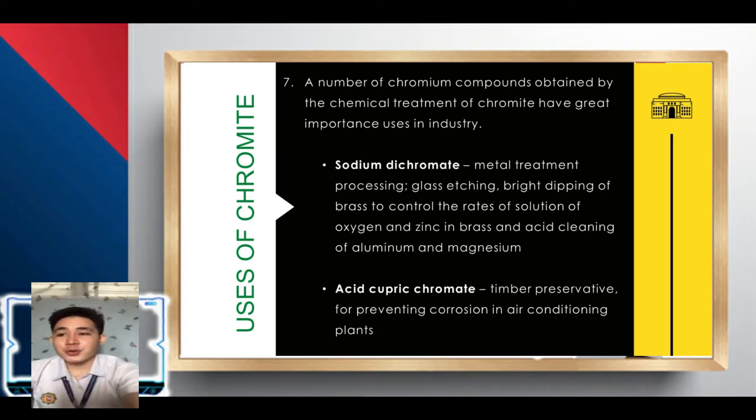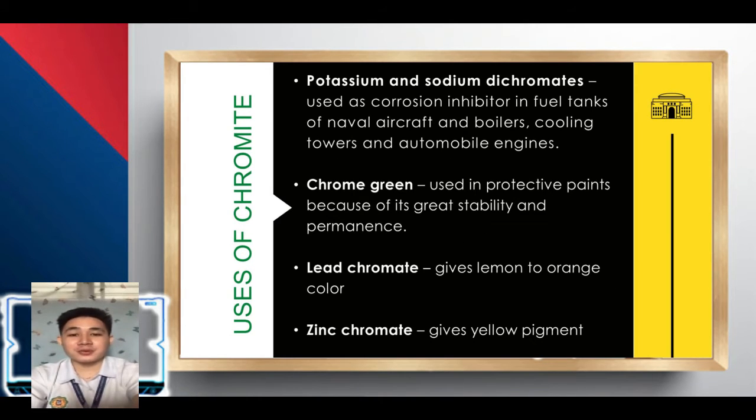Next is the acid cupric chromate. So, timber preservative for preventing the corrosion in air conditioning plants. Potassium and sodium dichromates.